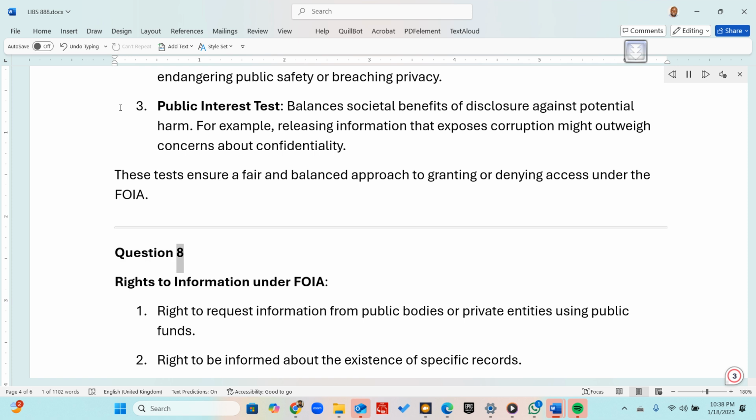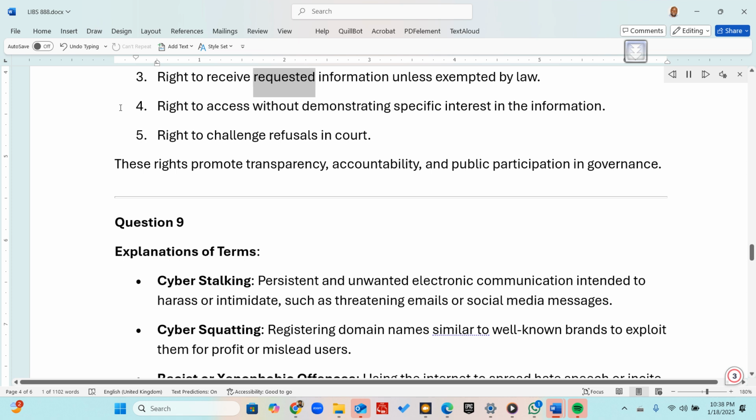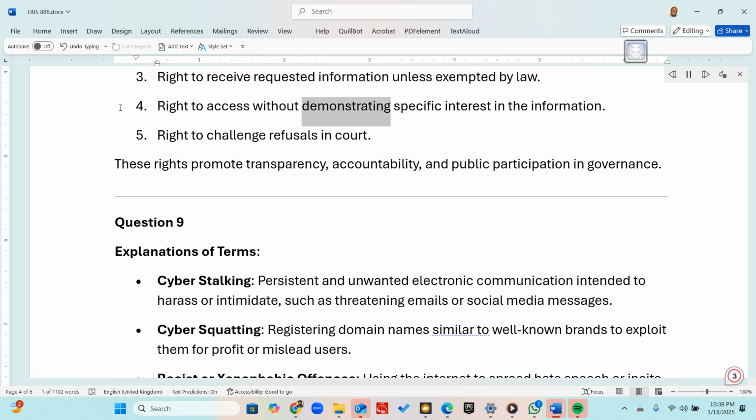Question 8. Rights to information under FOIA. Right to request information from public bodies or private entities using public funds. Right to be informed about the existence of specific records. Right to receive requested information unless exempted by law. Right to access without demonstrating specific interest in the information. Right to challenge refusals in court. These rights promote transparency, accountability, and public participation in governance.